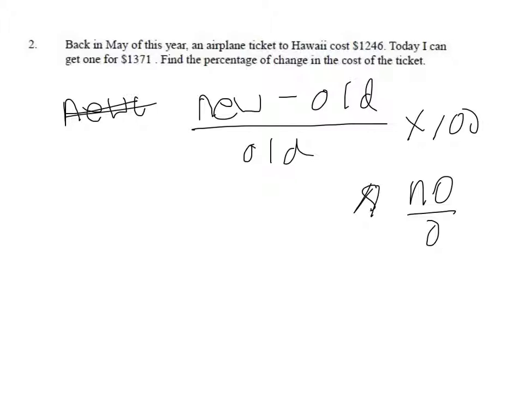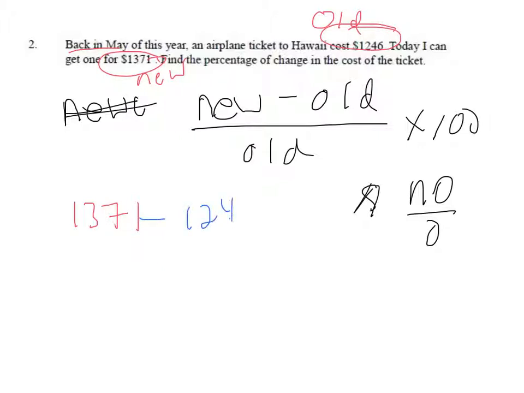So what I've got here is, back in May that was the old price. Today I can buy it for this price, and this is the end of June, and that is the actual price. I need to find the percent of change. How much did it change compared to what it used to be? So the 1371 is the new. Minus the 1246, which is the old price, divided by the old price. Don't divide it by the new price. Then multiply that result by 100.